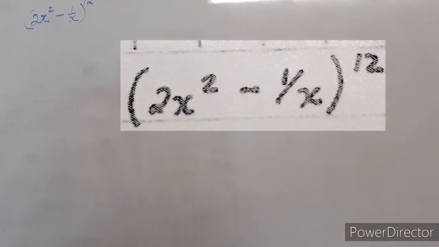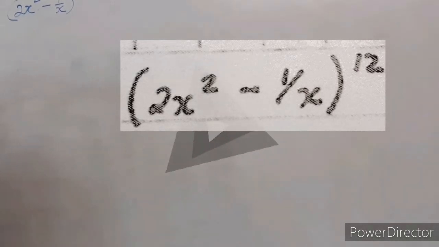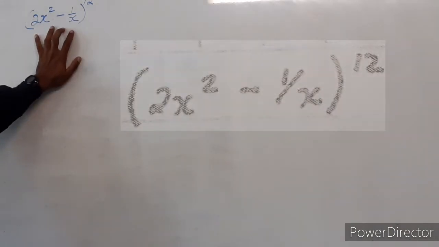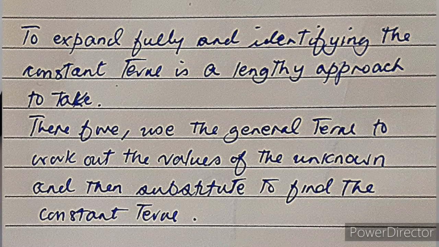I am asked to find the term independent of x, or in other words, it is asking me to find a constant term in the expansion of this binomial. Now, if I want to find a constant term by trying to expand this one, it is going to be a lengthy kind of work that I need to do. So I have to find a way that is easier.